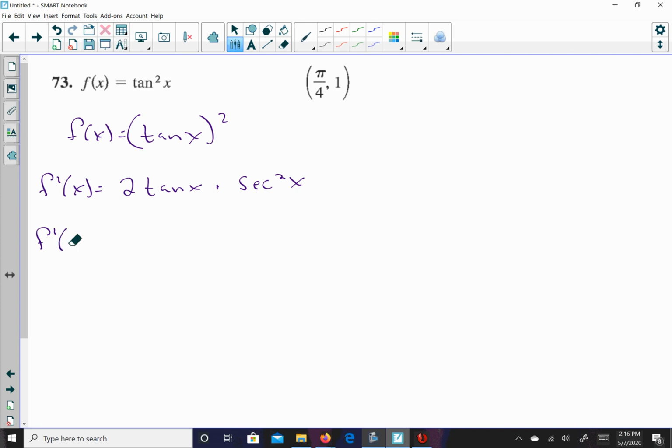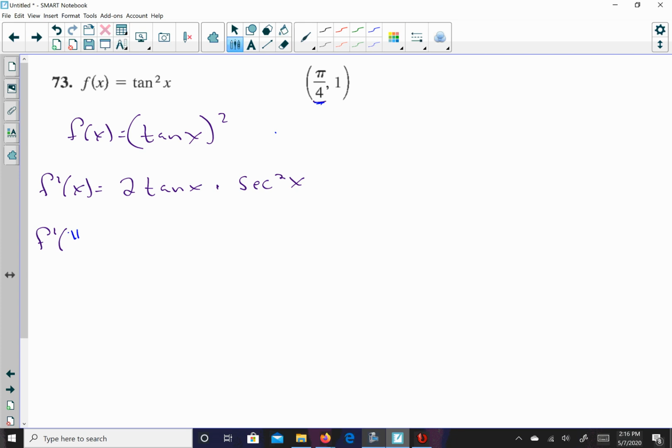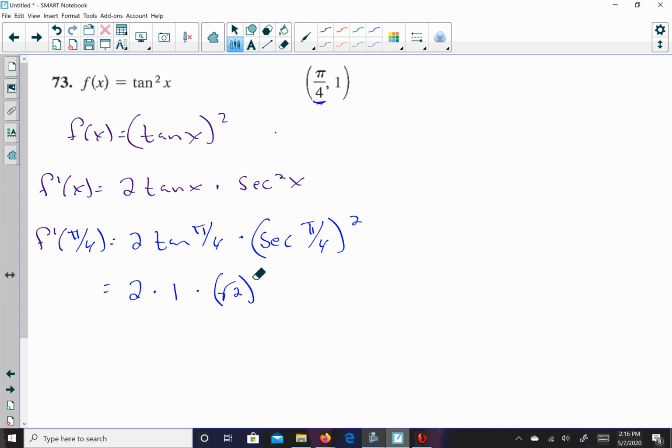So that's my derivative. Now when I find my derivative at my x value, which is pi over 4, I'm going to take 2 times the tangent of pi over 4 times the secant of pi over 4, whatever that value is, I'm going to square it. So when I do this, this will be 2. The tangent of pi over 4 is 1. The secant of pi over 4 would be the square root of 2, and I'm going to square that. So that would be 2 times 2. So the whole thing would be 4. So that's the slope of my tangent line.